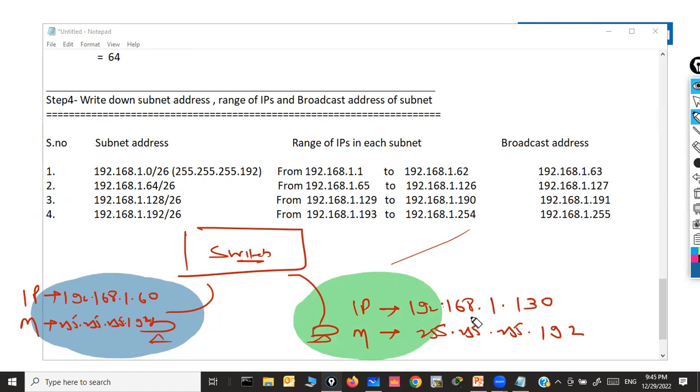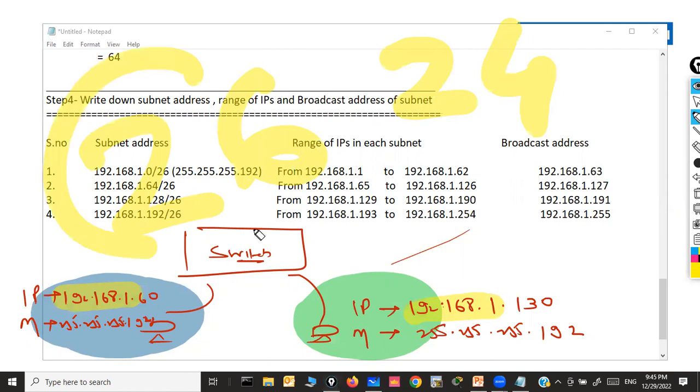Because we do not have to match only 3 octets. 3 octets, of course, match, but 3 octets means 24 bits. Now 26 bits should be the same, because the network bits have now been increased to 26, right?